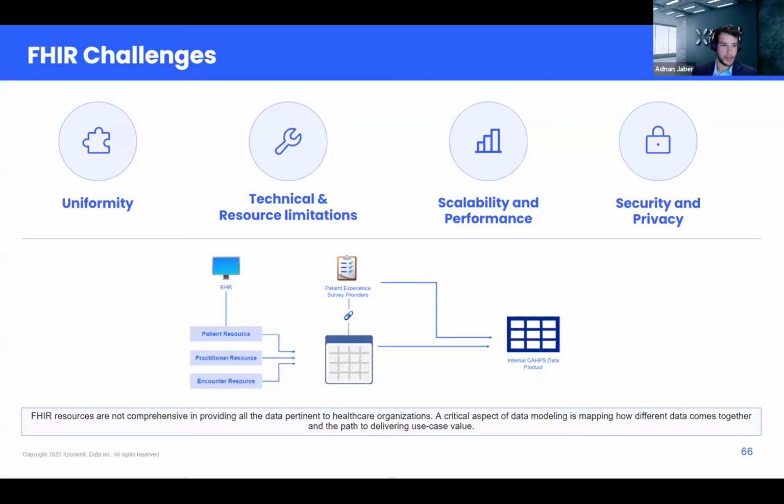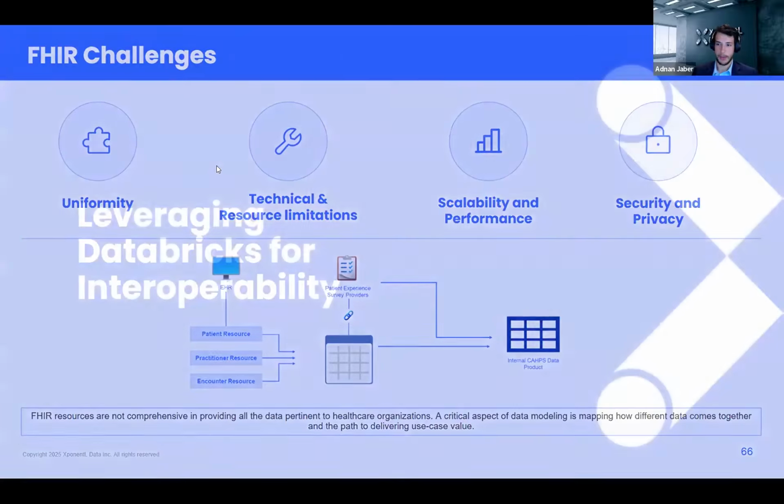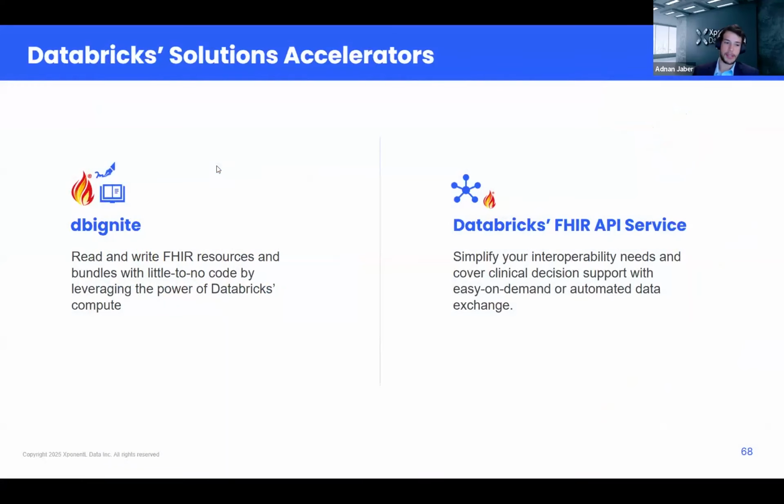And if we move forward, we'll start to look at the Databricks solutions accelerators. Databricks has been working to make interoperability and the development of interoperability frameworks easy and user-friendly on their platform. The 2 Databricks solutions accelerators, which we at Exponential helped to co-develop with Databricks over the past year, include DB-Ignite, which allows reading and writing of FHIR resources. Second, we have the Databricks FHIR API service, which will further equip your organization for your interoperability framework and needs, as well as all data exchange needs.